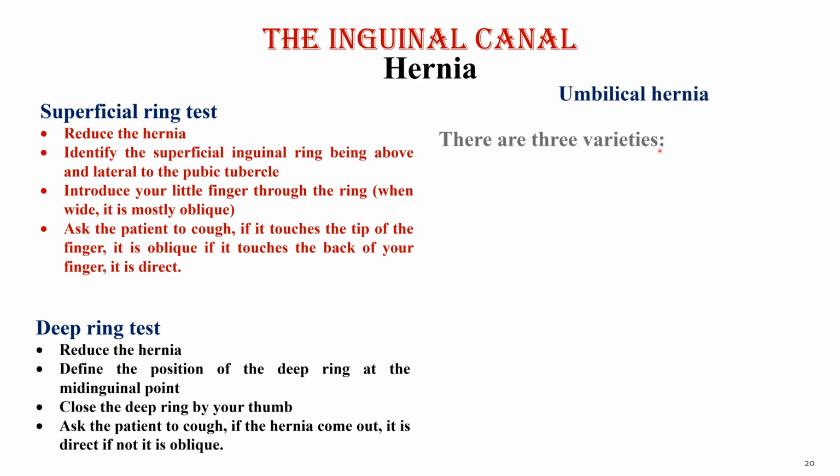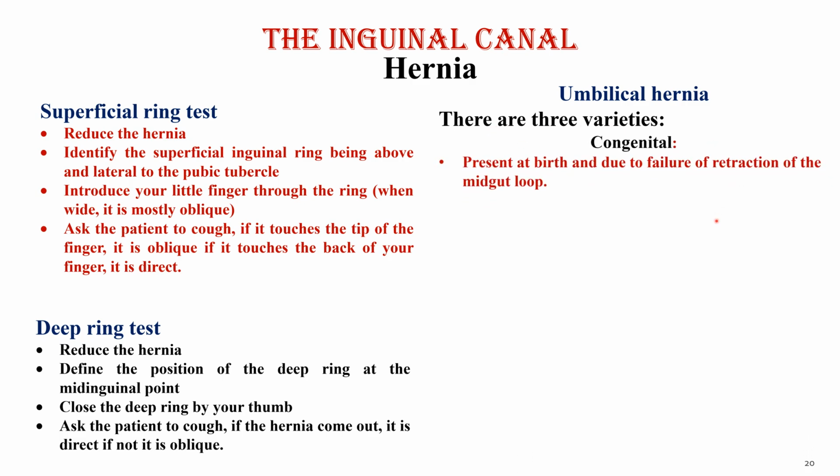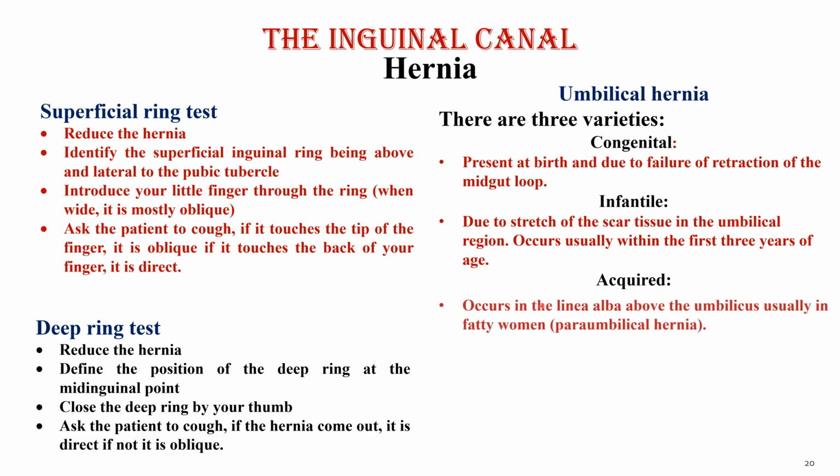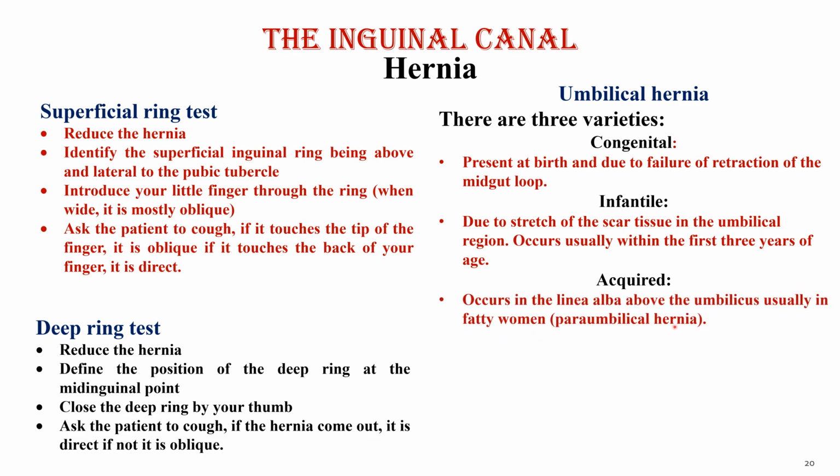The next type of hernia is the umbilical hernia. There are three varieties of that hernia. The congenital, present at birth, usually is due to the failure of retraction of the mid-gut loop back to the abdominal cavity. The infantile, which is due to the stretch of the scar tissue in the umbilical region, and this occurs within the first 3 years of age. And lastly, the acquired one, which is almost always a para-umbilical hernia, which occurs in the linea alba above the umbilicus, and usually in fat women.